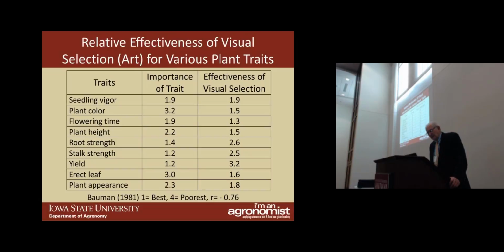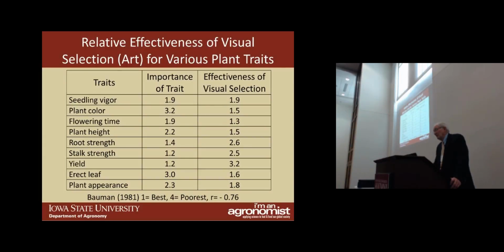Baumann in 1981 also surveyed the corn breeders in the Corn Belt. And he asked them a couple of questions: the importance of traits, I listed here 9 different traits, how important they were, and how effective was visual selection.